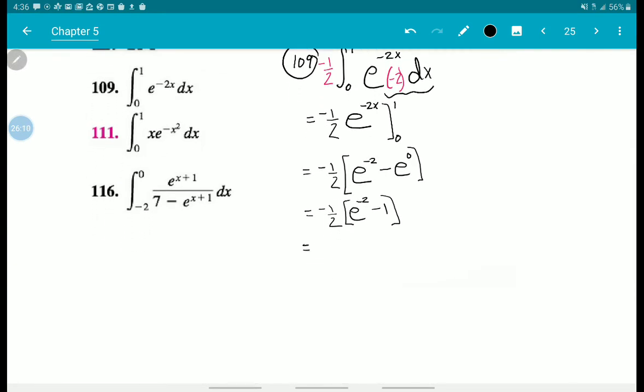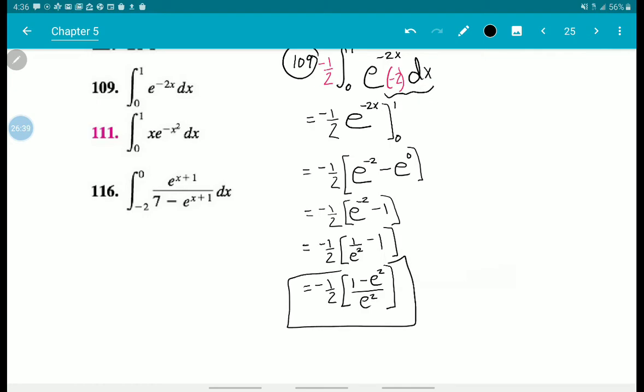I'm going to clean this up just a little bit. E to the negative 2 is 1 over e squared, minus 1. If we get that common denominator, we would multiply by e squared over e squared. So we have 1 minus e squared all over e squared, times the negative 1/2. So there's our final answer.